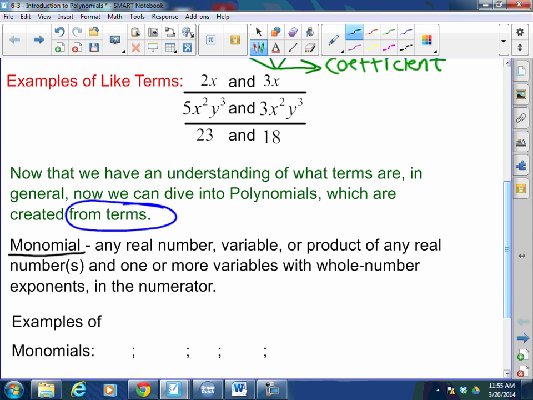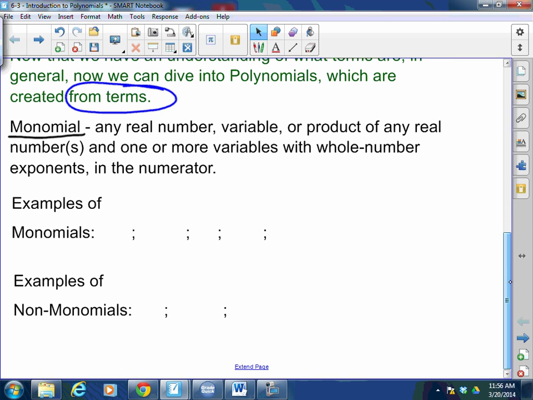A monomial or any polynomial is only a polynomial if and only if the variables are all in the numerator and the variables have positive whole number exponents. For example, all of these are monomials, rather. 6, that's a monomial. That is a one term. That is a number, so it's a monomial.